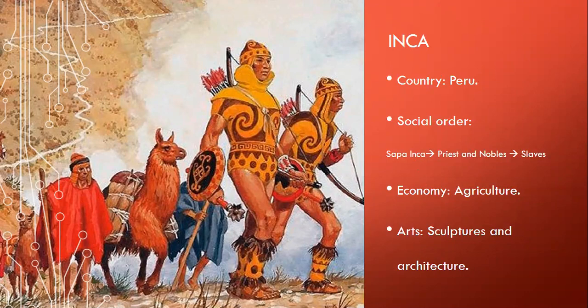The economy was based on agriculture in corn, sweet potato, ulluco, and corn and pumpkin. Those were the principal products of the agriculture in the Inca civilization.